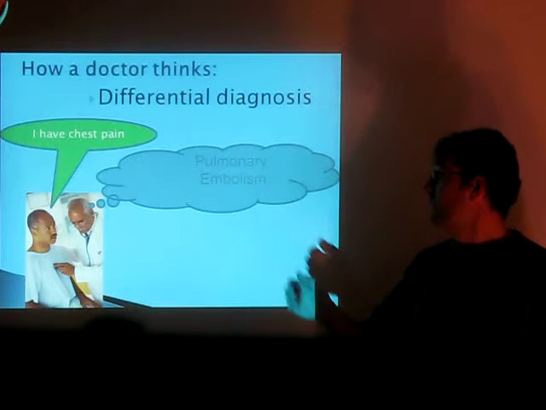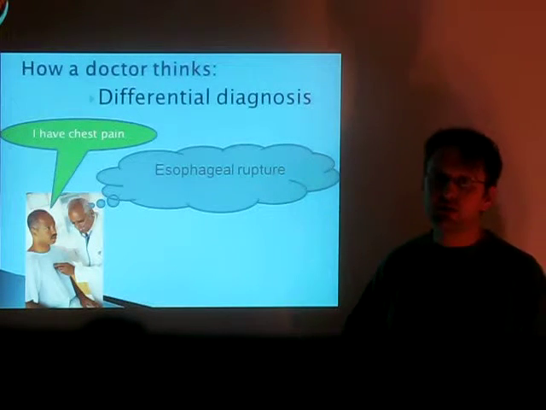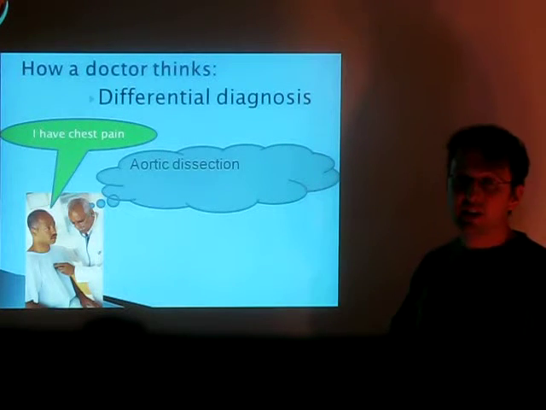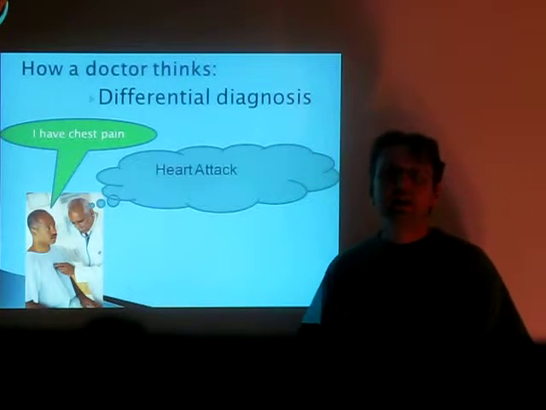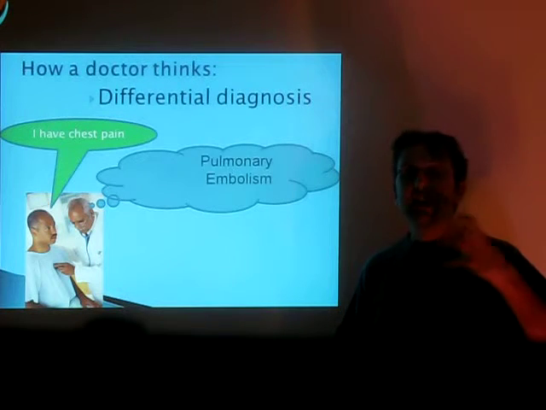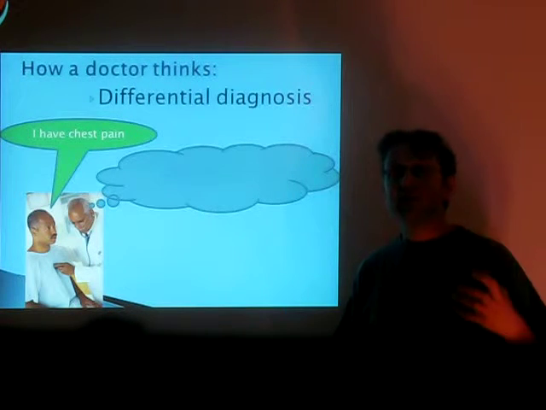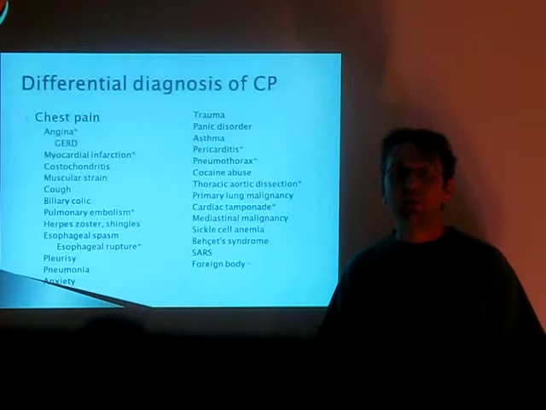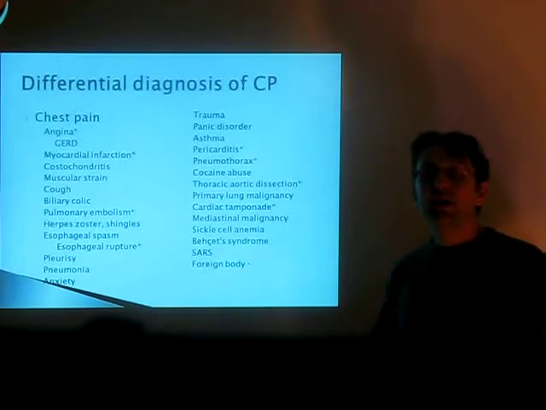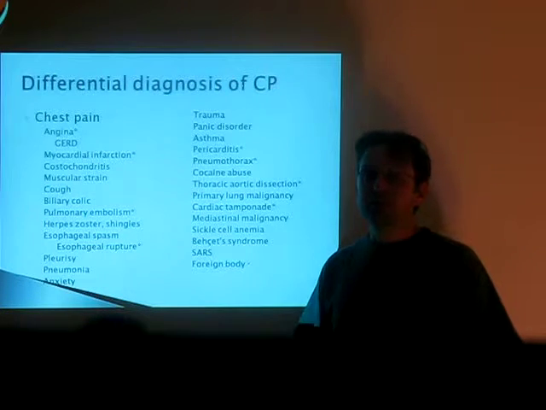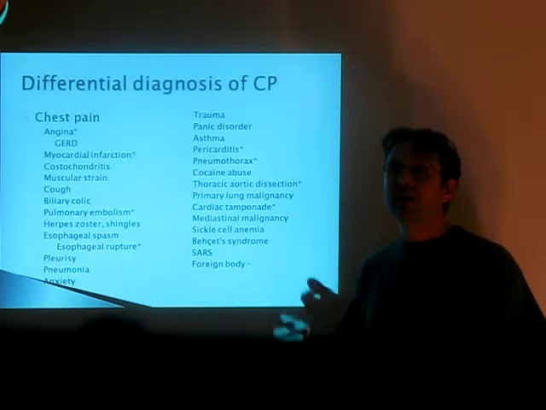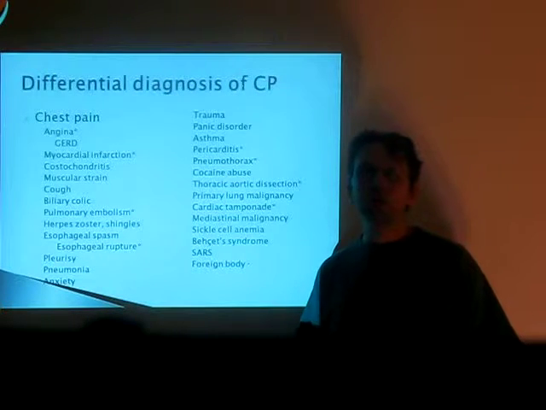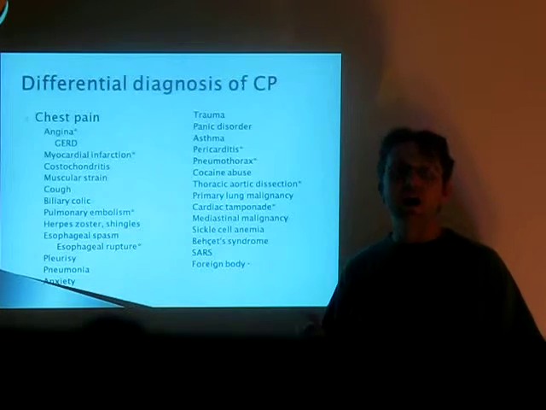For example, pulmonary embolism, esophageal rupture, pericarditis with effusion, aortic dissection, heart attack. And then the doctor's going to take steps by asking questions, doing tests, to either rule these things in or rule them out. So for example, the example chest pain. This is the list of the many things that cause chest pain. And it's the job of the doctor to figure out which of these is the cause of the complaint.